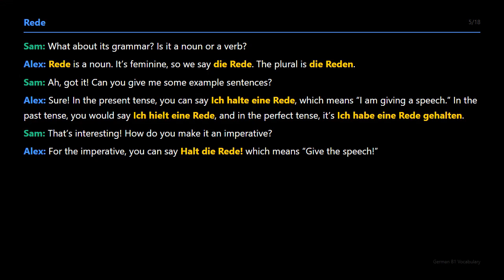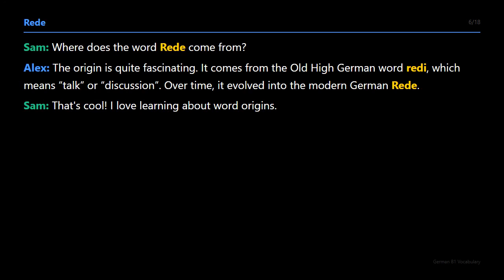Where does the word Rede come from? The origin is quite fascinating. It comes from the Old High German word Rede, which means talk or discussion. Over time, it evolved into the modern German Rede. I love learning about word origins.